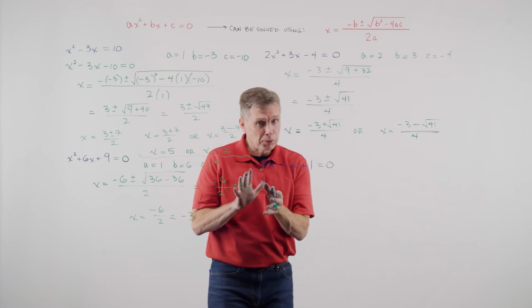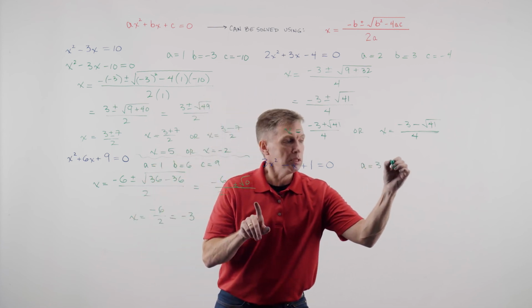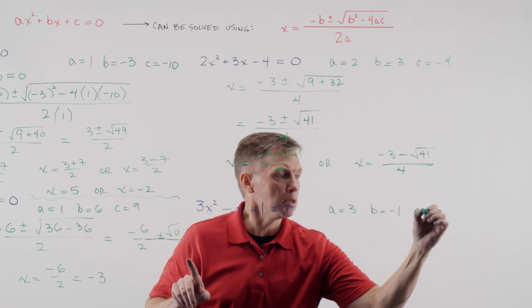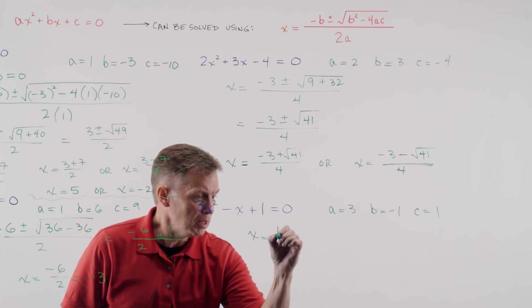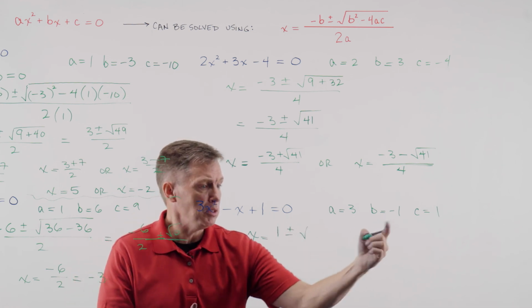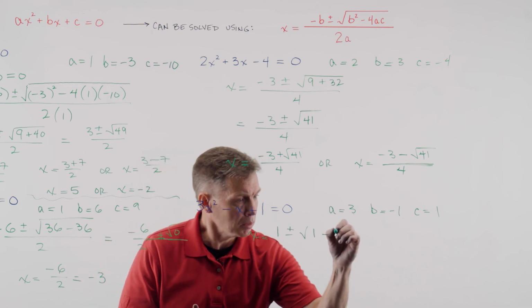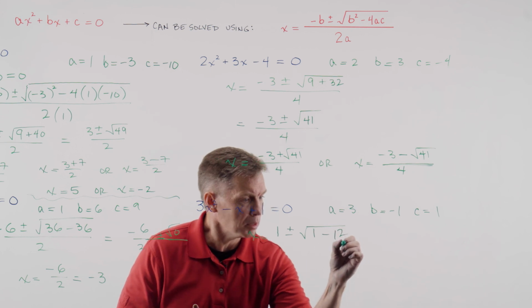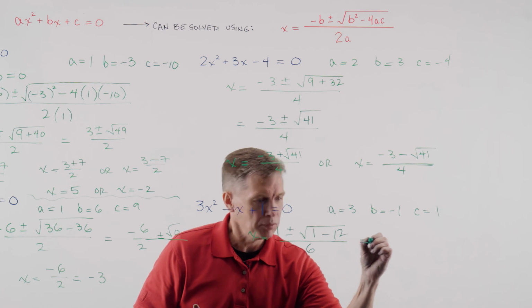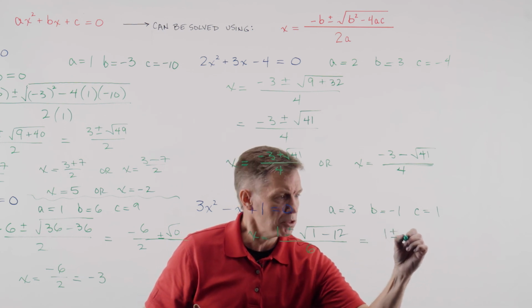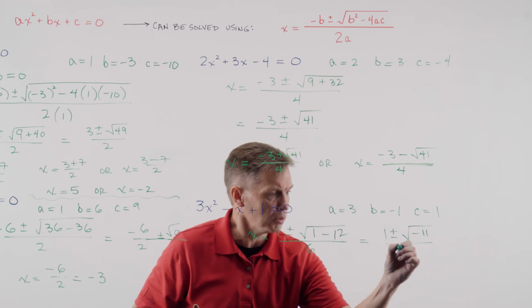All right, let's try one more just to see what else can happen. In this one, my a is 3, my b equals a minus 1, my c equals 1. Into the formula. Opposite of b, plus or minus square root of b squared, 1, minus 4ac, so 12 times 1 is just 12, divided by 2a, which is 2 times 3, which is 6. And if you see why I wanted to throw this example at you, is you could even get a negative under the radical with this formula.